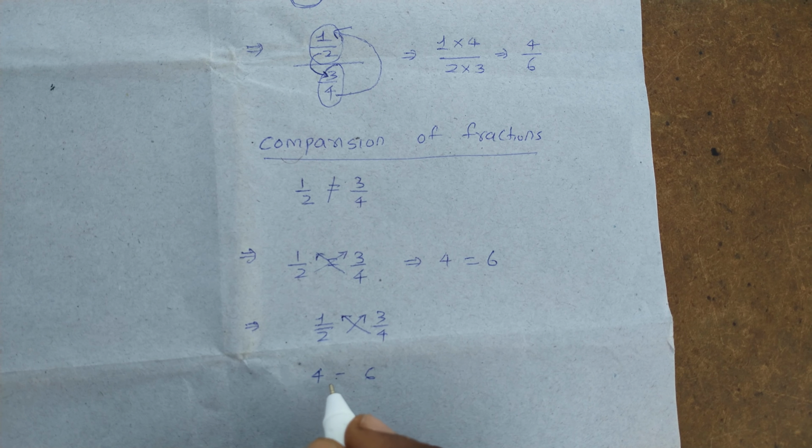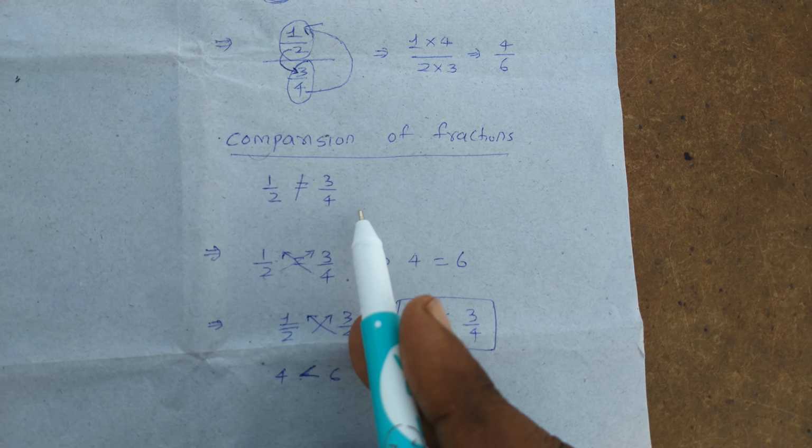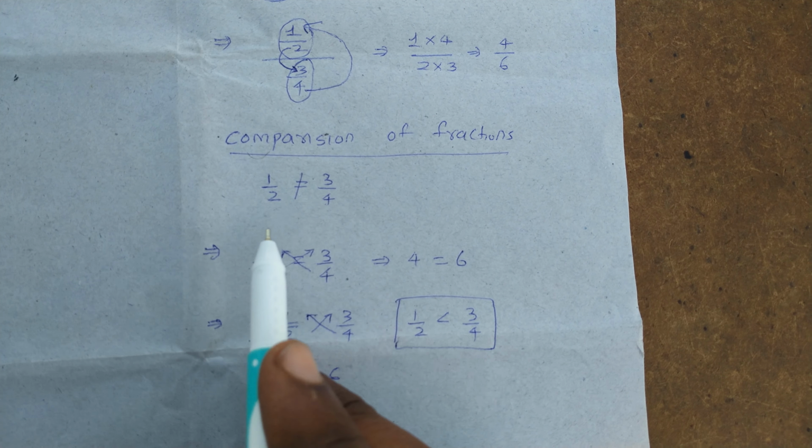This is how we come to a conclusion. Clear? Just cross multiply and check which is greater, and automatically that fraction will be greater than the other fraction. Just cross multiplication you have to do. This cross multiplication method can be used when we have only two fractions to be compared.